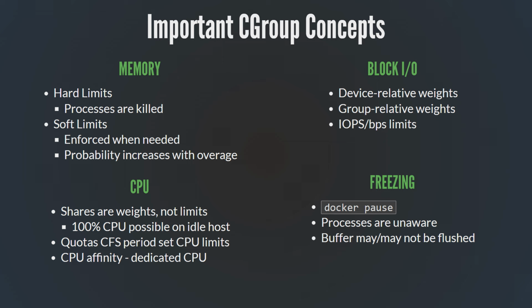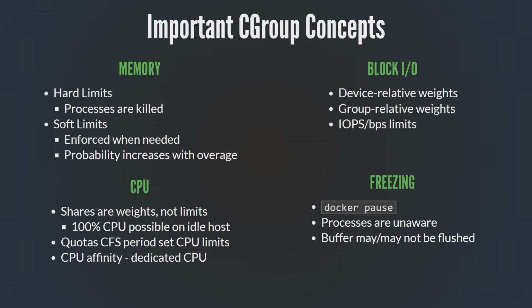They can both consume 100% if they wanted to, but if there's contention, then the one with the more weight is the one that wins. There is possibility, though, of specifying hard limits similar to the memory, and this is provided through quotas using the fair scheduler that's available in the kernel. And there's also the possibility of pinning a process or a container to a specific CPU if you want to give dedicated CPU to that container.